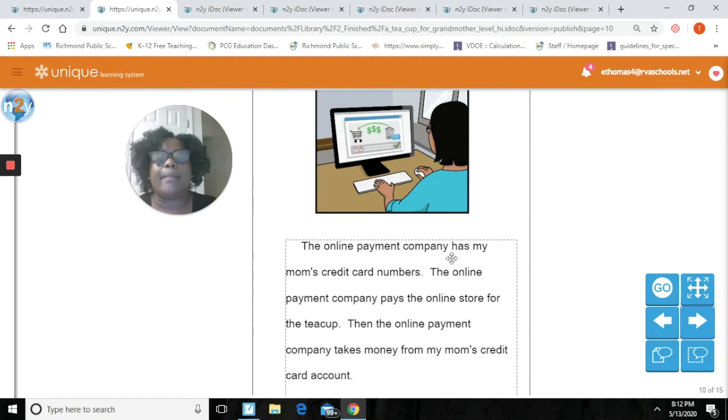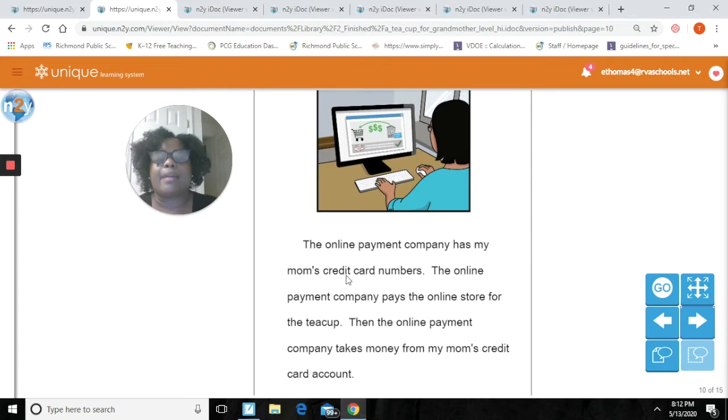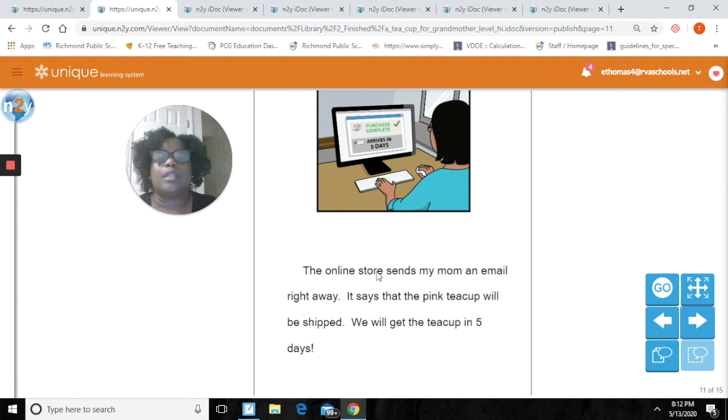The online payment company has my mom's credit card numbers. The online payment company pays the online store for the teacup. Then the online payment company takes the money from my mom's credit card account. The online store sends my mom an email right away. It says that the pink teacup will be shipped. We will get the teacup in 5 days.